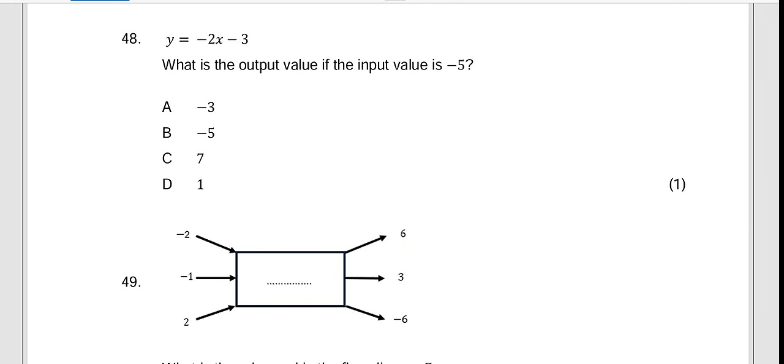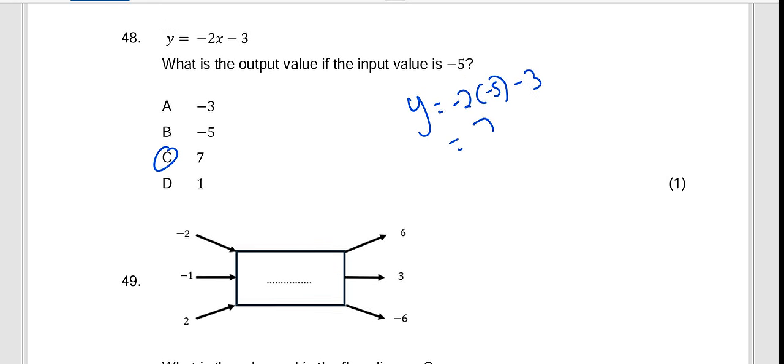48. What is the output value if the input value is -5? Where there is x, guys, I'm going to put -5. And then the answer is going to give me 7. The answer is what? The answer is C.